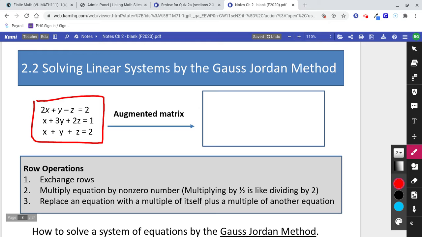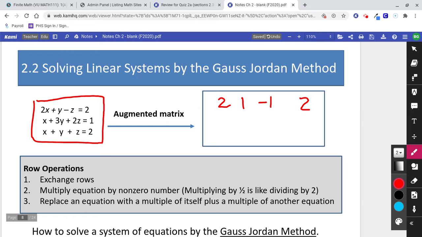So look at the top row. The top row has a coefficient 2 for the x, 1 for the y, -1 for the z, and then skip a little bit of space, and the last number is 2, okay?